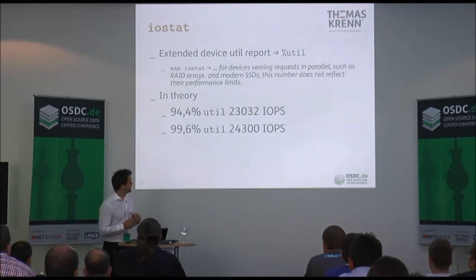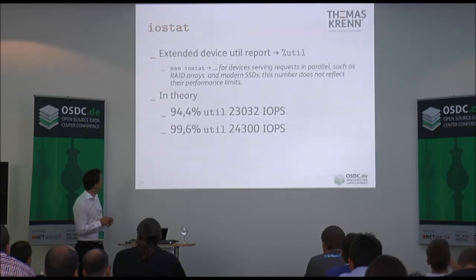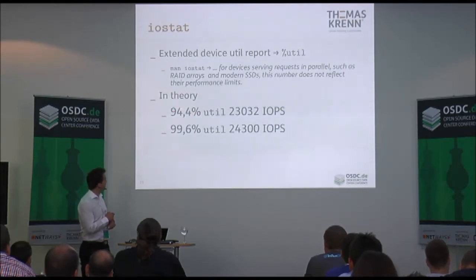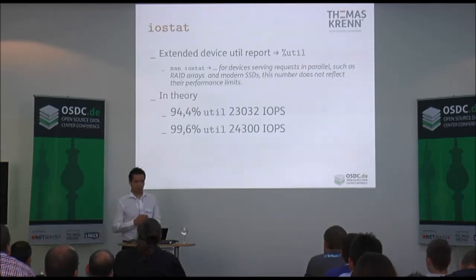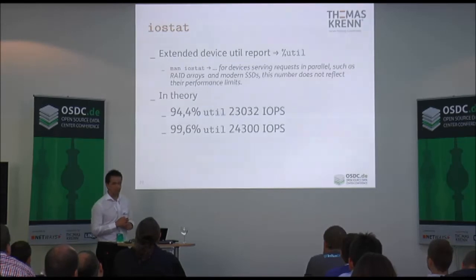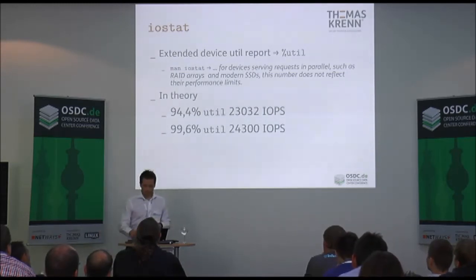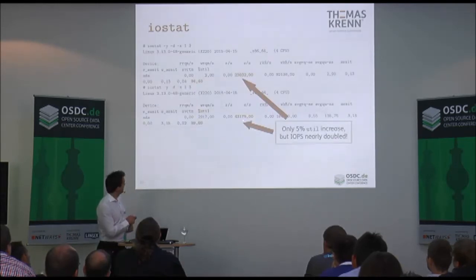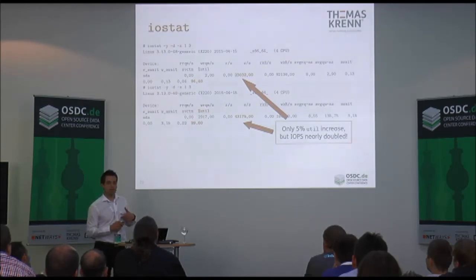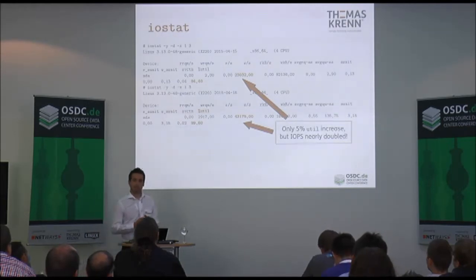So if our device can serve more requests in parallel, then utilization is not a good performance indicator. Doing a short calculation here: when my device reports 44% utilization while reporting over 20,000 IOPS, then in theory, with a simple calculation, it will serve 24,000 IOPS at 99%. But if you do the actual performance test, you will see that you can double the IOPS to over 40,000 IOPS, but you get 99% utilization. So with SSDs and RAID devices, you cannot rely on the utilization column of IOSTAT. This is the second thing you really have to keep in mind with IOSTAT. For devices serving requests in parallel, this utilization column is not a good indicator.